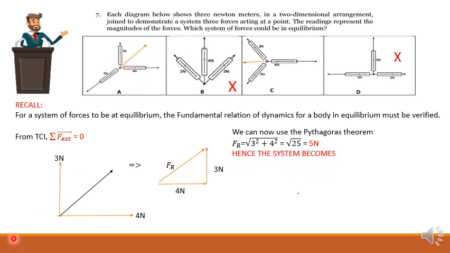Now, what do we notice? Hence, the system now becomes, we originally have a 5 Newton force that was moving this way, and then we also have another 5 Newton force that is opposing the motion. So we have a 5 Newton force moving down this way, and another 5 Newton force that is opposing the motion at an angle of 180 degrees. Therefore, system A is at equilibrium because the sum of the forces acting at this point will give us 0. Therefore, the system A is in equilibrium.